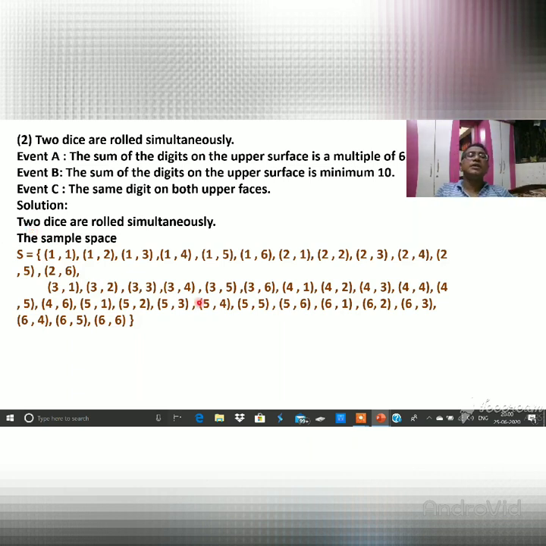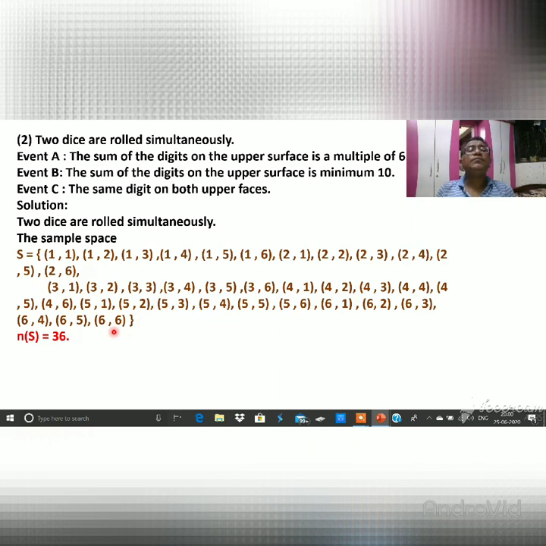In this way, the sample space is written here. See, 6,6. So that has 36 outcomes, so n(S) is equal to 36. I hope you understand how to write this sample space of two dice thrown. Do you understand? If you have a doubt, then ask again.